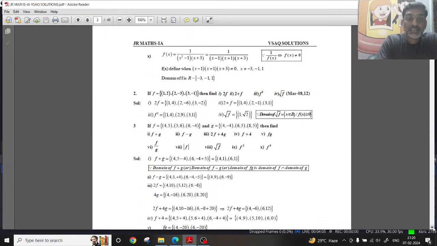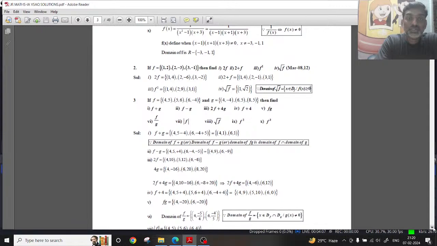And let us see question number 2. f is equal to {(1, 2), (2, -3), (3, -1)}. Then find 2f, 2 plus f, f square and square root of f. So a small point I can tell you, there is no change in the domain. Domain should be domain always.